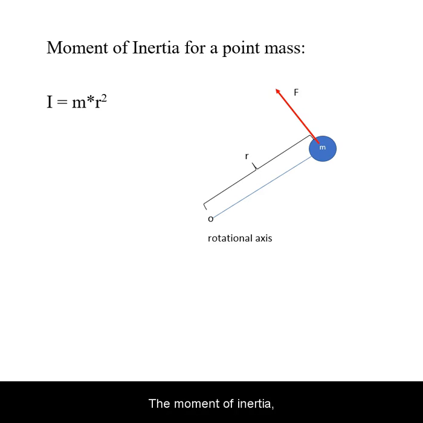The moment of inertia for a point mass is equal to its mass times its radial distance squared.